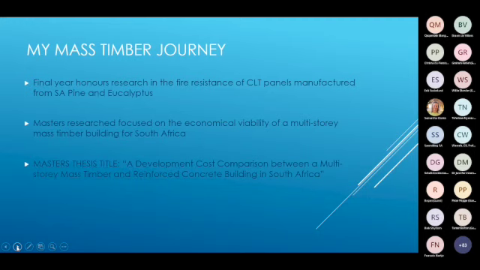And I decided it was necessary to try and have a look at each aspect in the supply chain of multi-story mass timber buildings in South Africa, right from the supply through to the design and construction thereof. So my master's thesis title: the development cost comparison between a multi-story mass timber and reinforced concrete building in South Africa. For this research, myself and other engineering consultants designed an 8-story commercial mass timber building and a replica 8-story reinforced concrete building, and we did a development cost comparison with the two.